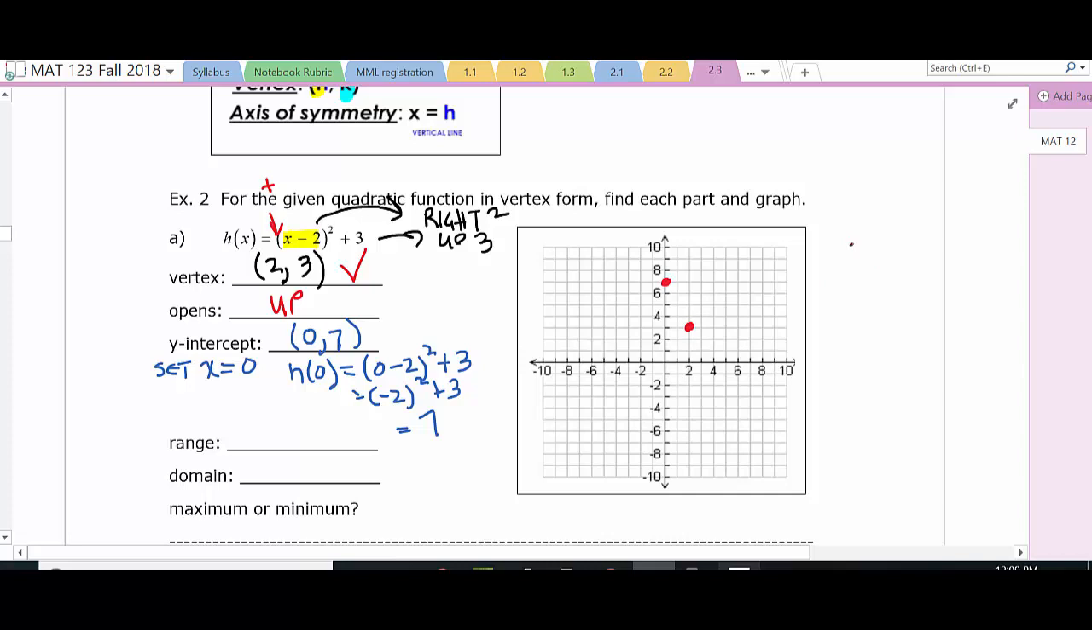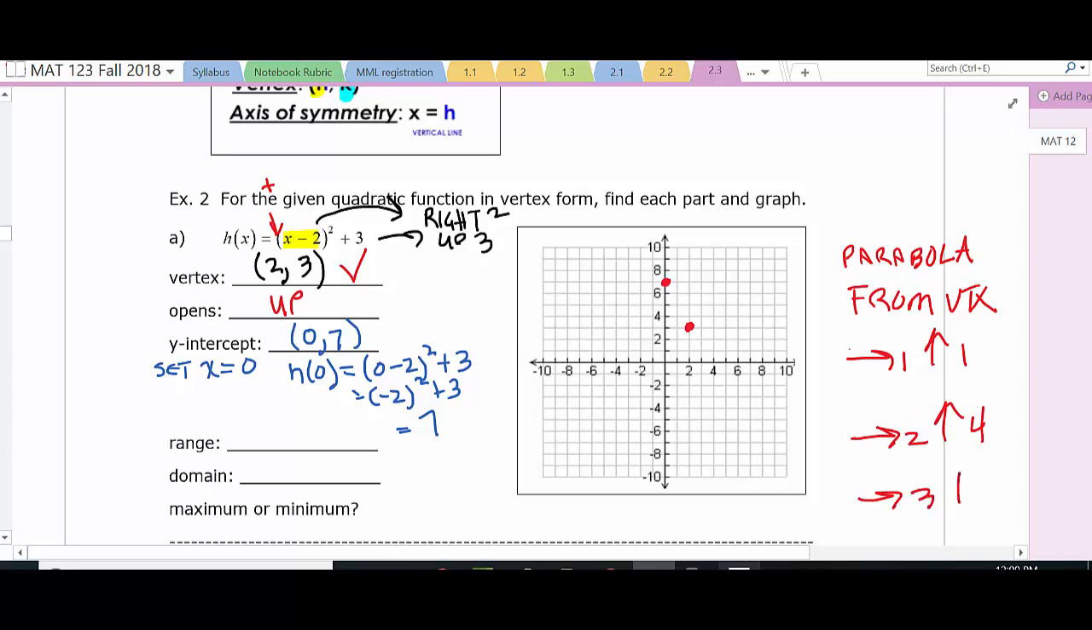Now, one thing I'm going to show you, and I didn't show this last time: if you have a parabola, typically what you do is from the vertex, you go over 1, up 1. I'll explain why in just a minute. And you can go over 2, up 4, and over 3, up 9. Okay, let me explain why that is.